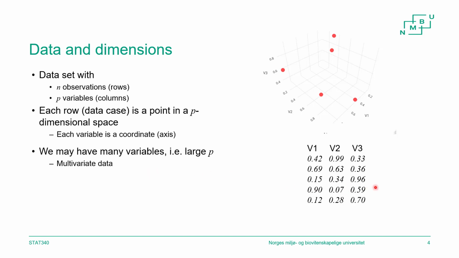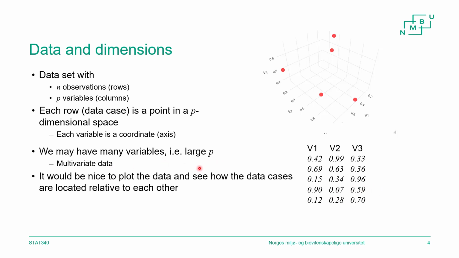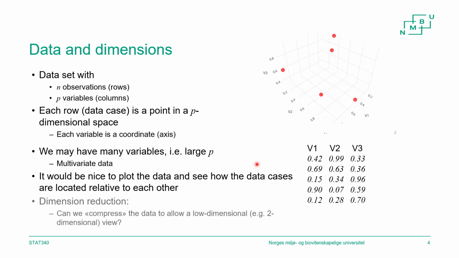Sometimes we have quite many, and sometimes not so many columns, but this varies a little bit. It would, however, be nice if we could plot the data and see how the data cases are located relative to each other, also in the case where we have more than 3 columns, right? And that is exactly what we are trying to do now in PCA.